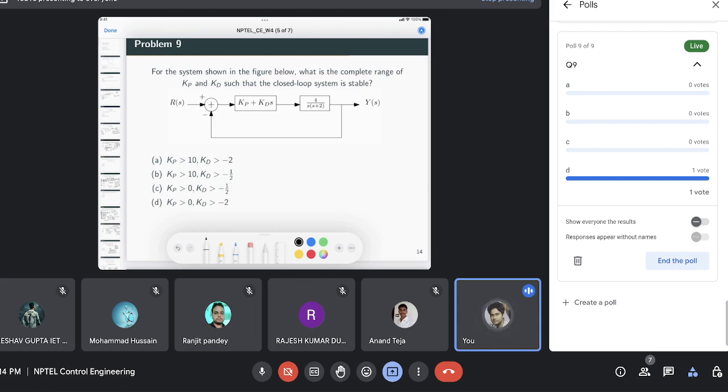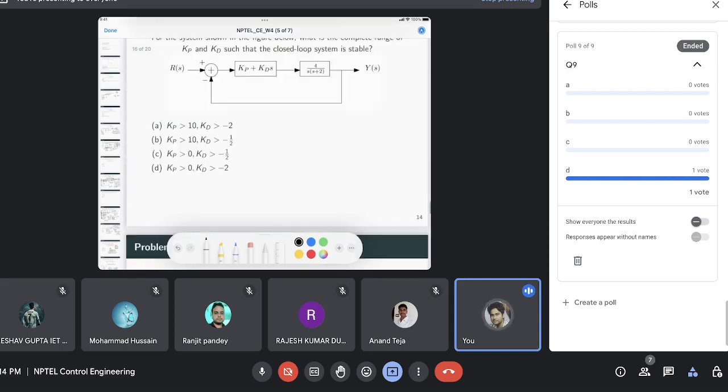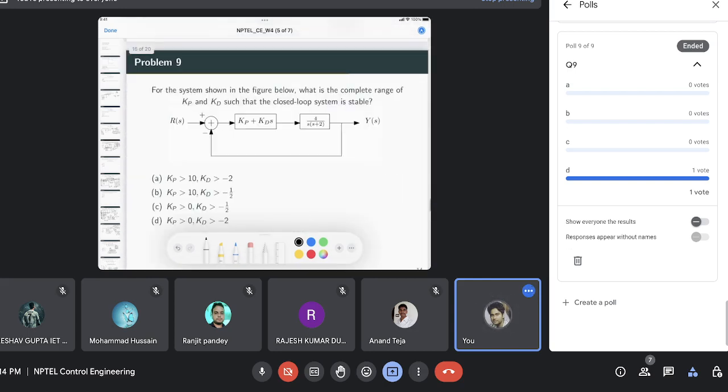Okay, so maybe we can discuss. Again you find the closed loop transfer function, and from that you find the characteristic polynomial. First we write the G here. G is again (4 times Kp plus Kd s) by s square plus 2s, right? Again H is 1, so you have to find G by 1 plus G, and from that you find the characteristic polynomial.